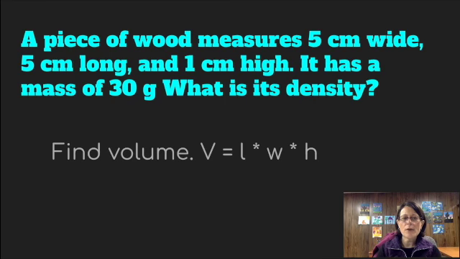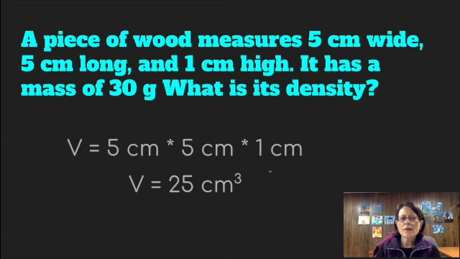Let's look at another problem. Now this one involves another step, because it says a piece of wood measures 5 centimeters wide, 5 centimeters long, and 1 centimeter high. It has a mass of 30 grams. What is its density? First, we have to find the volume. And remember from math class and probably past science classes, volume equals length times width times height.